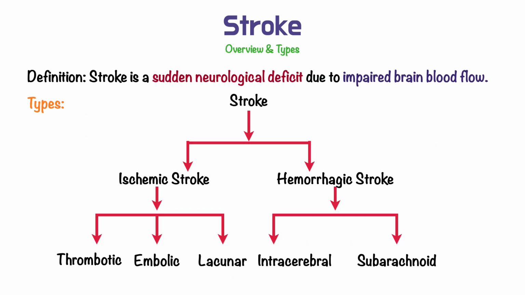So, what is a stroke actually? It is a sudden neurological deficit due to impaired brain blood flow, right? It has different types, like ischemic stroke and hemorrhagic stroke. The ischemic stroke can further be split into thrombotic, embolic, and lacunar. We will talk about their pathophysiology individually. And hemorrhagic stroke is intracerebral and subarachnoid, right?